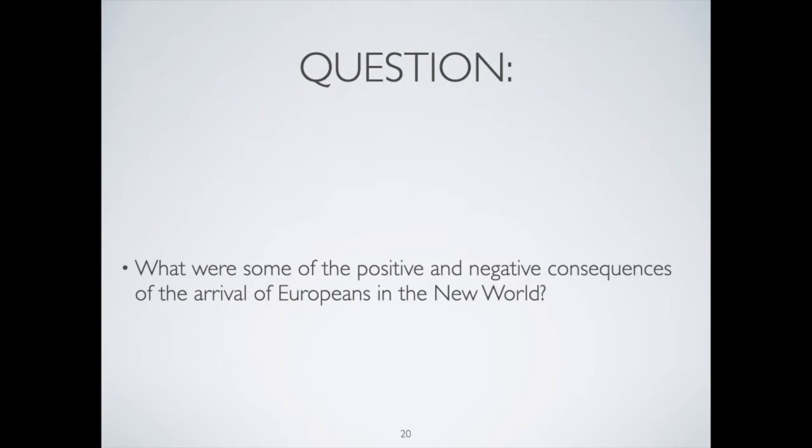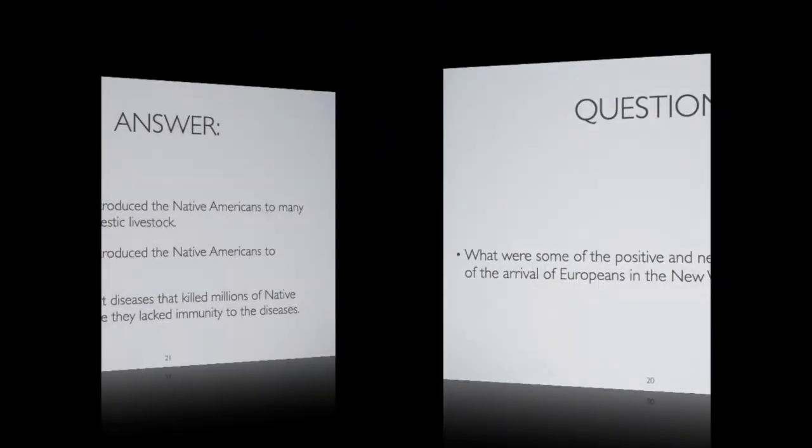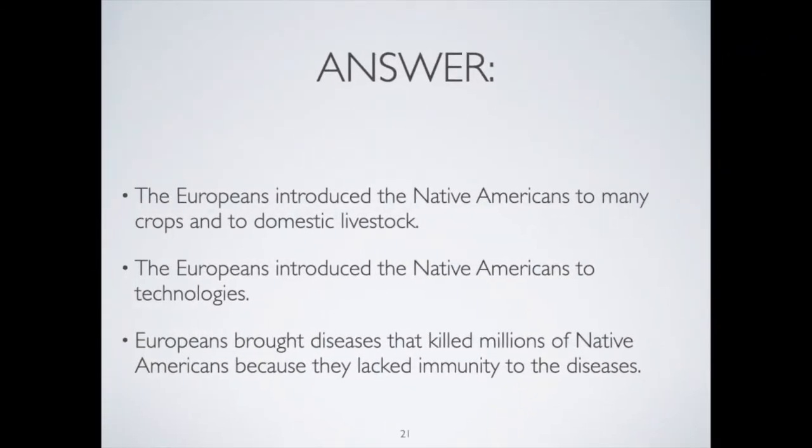Question: what were some of the positive and negative consequences of the arrival of Europeans in the New World? The answer: the Europeans introduced the Native Americans to many crops and to domestic livestock. The Europeans introduced the Native Americans to technologies. Europeans brought diseases that killed millions of Native Americans because they lacked immunity to the diseases.